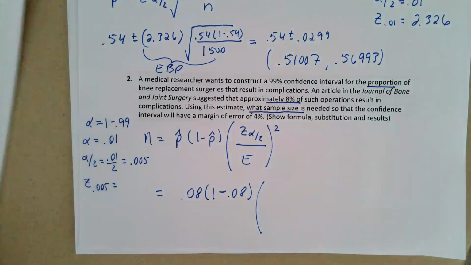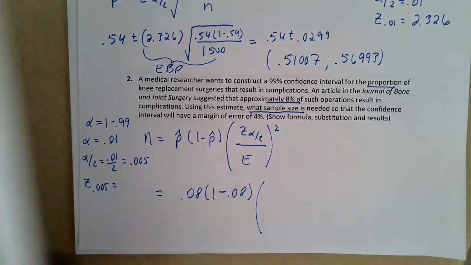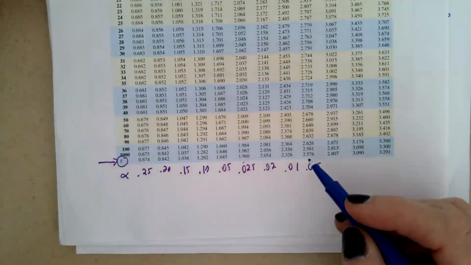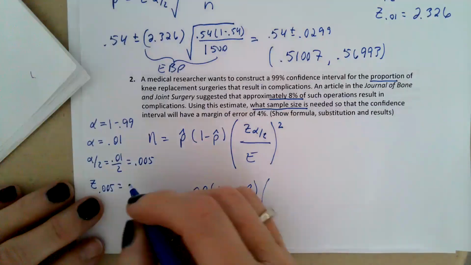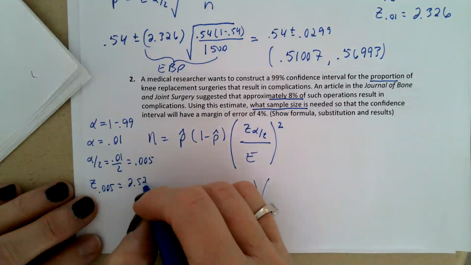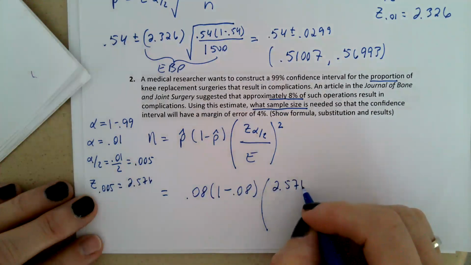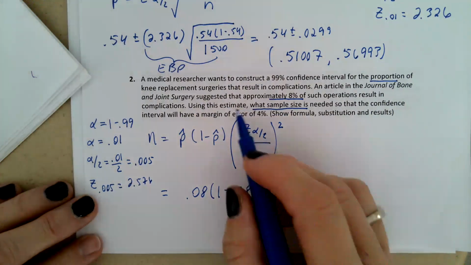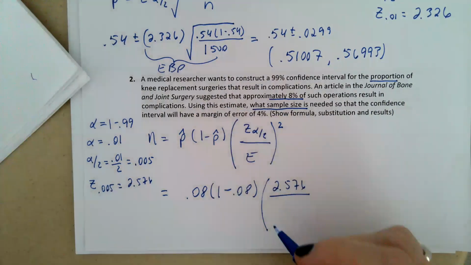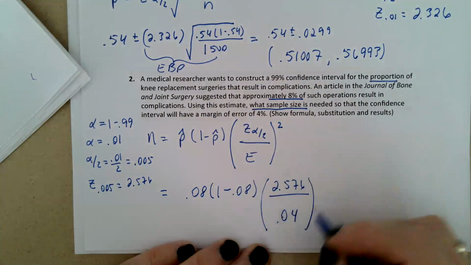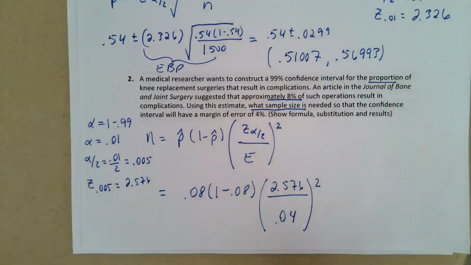So I'm going to first look on my table because that's the easiest and quickest. So I do have a 0.005. That value for z is 2.576. So 2.576. And my error, they said, is within a margin of error of 4%. We always turn that into a decimal value. And then that's squared.